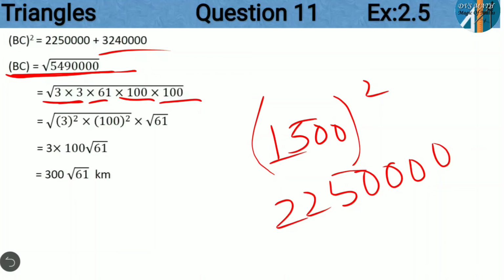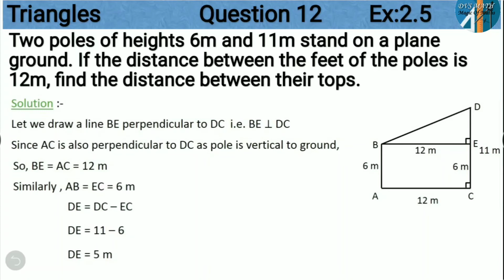So in this session, I am going to discuss question number 12, which is similar to question number 11. Two poles of height 6 meter and 11 meters stand on a plain ground. If the distance between the feet of the poles is 12 meter, find the distance between their tops. So here you can observe in the figure, one pole is AB, which is 6 meter height, another pole is CD, which is 11 meter height. Now the distance between their feet, that means the bottom, if you observe the bottom, it is 12 meter.